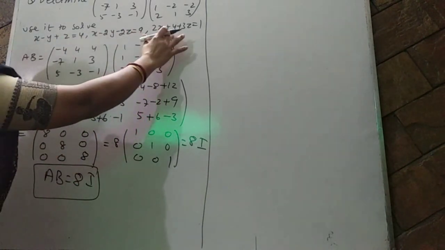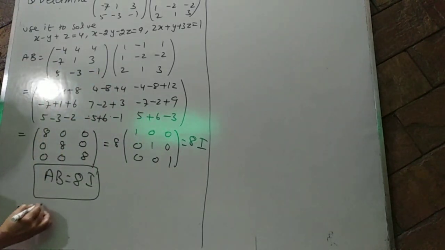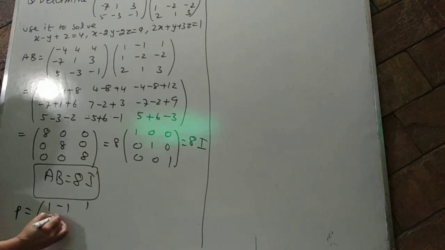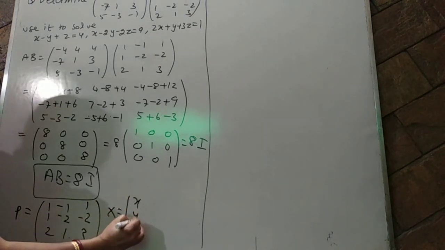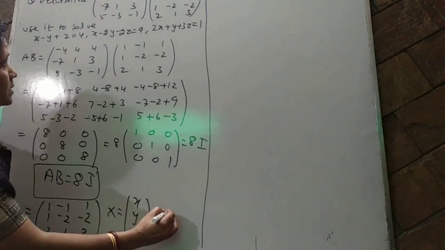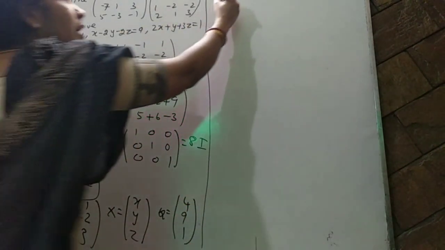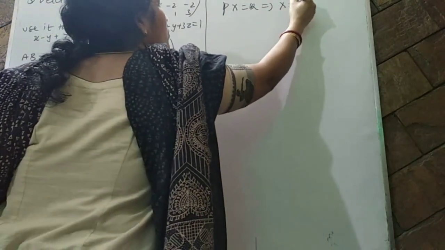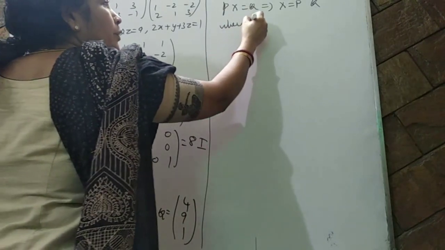Now I'm going to solve this equation. As usual, I'm collecting the P matrix. P matrix is equal to 1 minus 1, 1, and then 1 minus 2 minus 2, and then 2, 1, 3. And the X matrix is equal to x, y, z. And then the Q matrix is equal to 4, 9, 1. Now the system can be written as PX equal to Q, which implies X equal to P inverse Q, where the P matrix is equal to this.